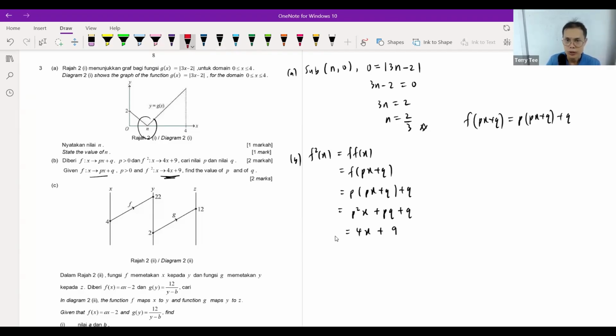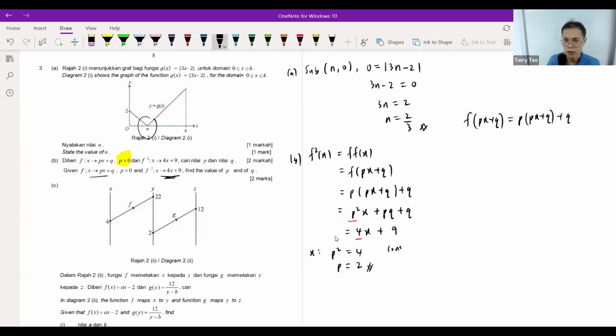Now, we can use comparison. We first compare the coefficient of x. So the number in front of x is b squared and is now 4. You take the square root of 4, the answer is 2. Now, by right, I should put a plus minus, but it's given here that your p is more than 0. So we ignore the negative, take the positive, p is 2.